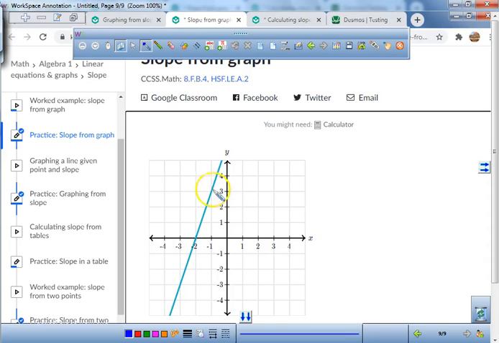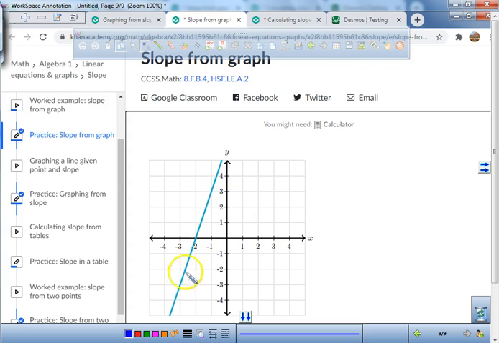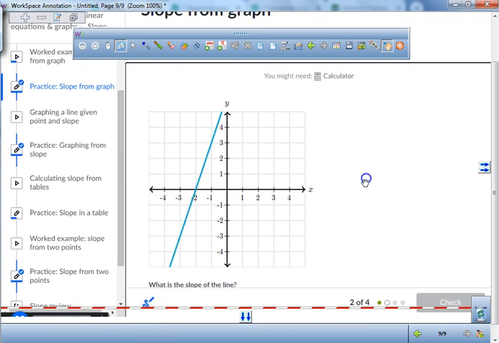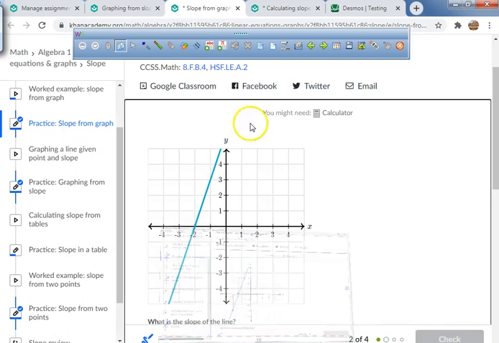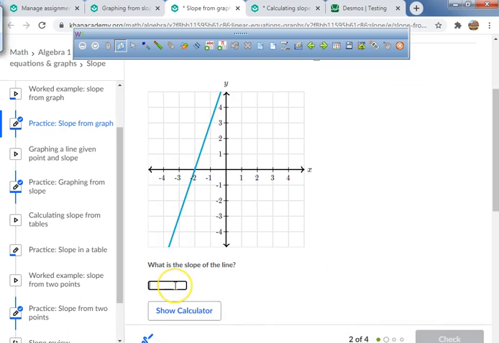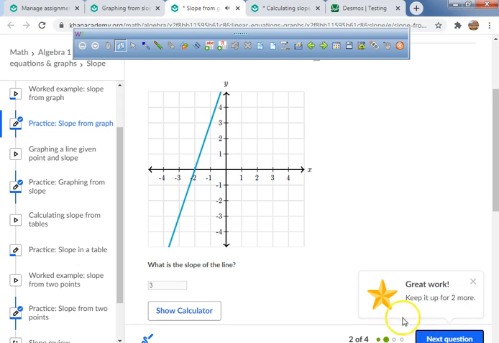Looks like we got a point right here. Oh, looks like a point right there. Let's see here. I'm going to put that one right there. Oh, yeah. I can see that. That goes up 3 over 1 right there. Up 3 over 1. I'm going to say that's a slope of 3. Let's see if I'm right. Boom. That's all you got to do. Have a good day.